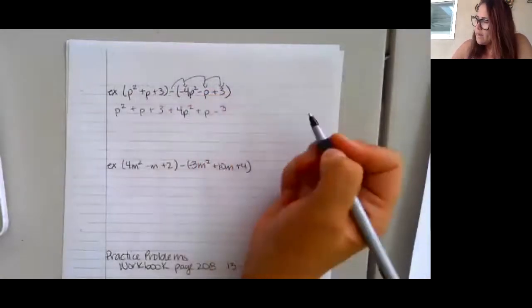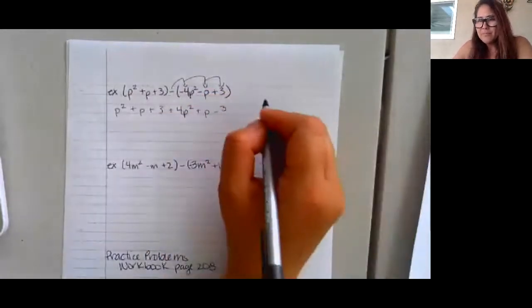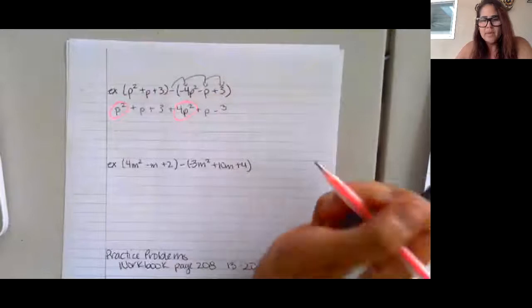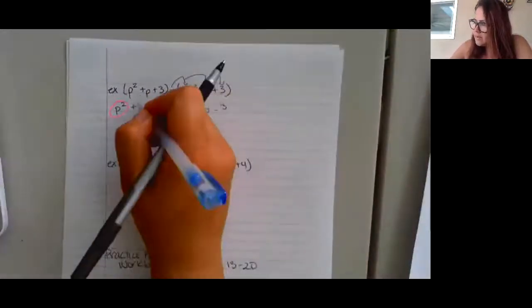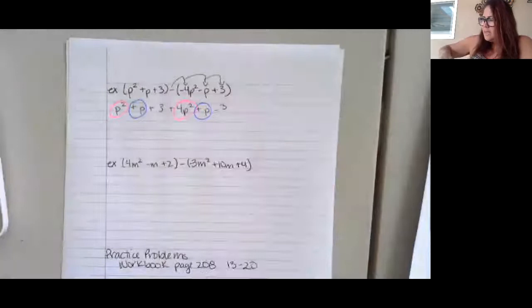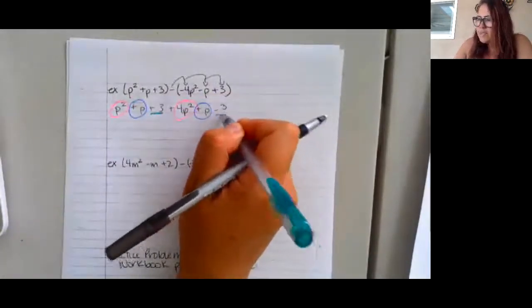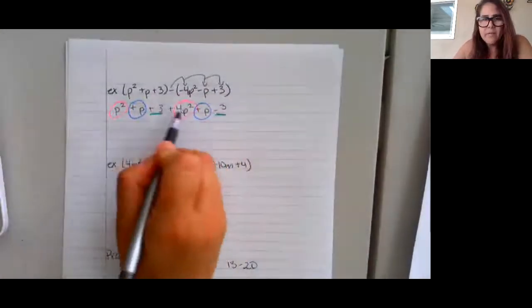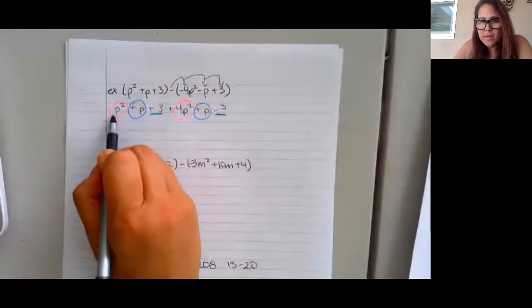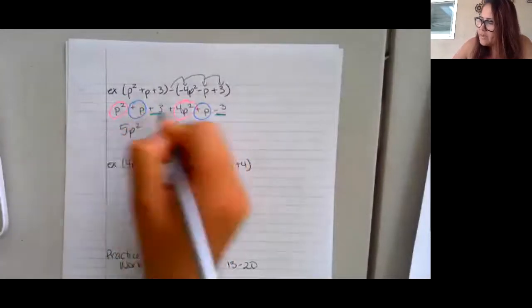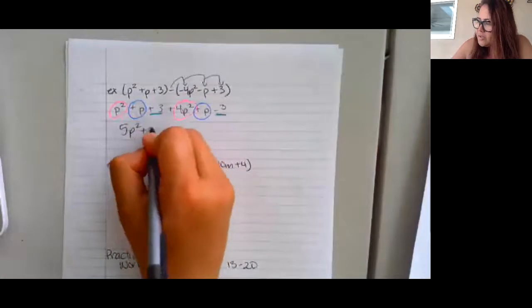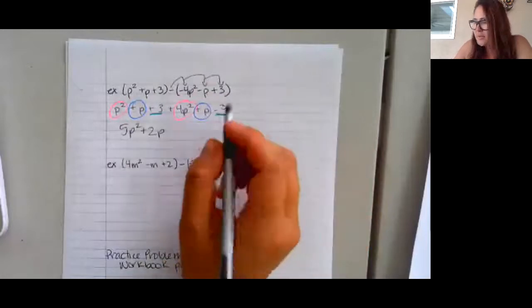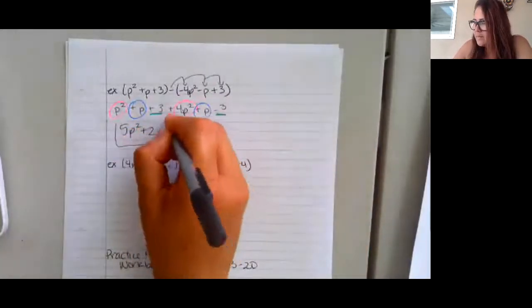And again, once I'm here, just color it up. Here we go. I've got 1p squared, 4p squared. I've got a positive p and a positive p. And then I've got a positive 3 and a negative 3. So combine your like terms. I have 4 here plus 1 here. That gets me 5p squared. I've got these guys here. That is 2p. And then I've got 3 minus 3, which is 0. So I don't even need to write the 0 there. There's your answer.